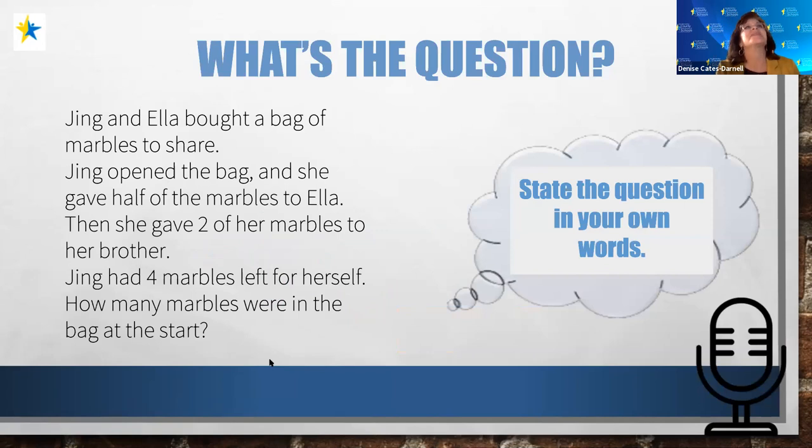Ready? Jing and Ella bought a bag of marbles to share. Jing opened the bag and she gave half of the marbles to Ella. Then she gave two of her marbles to her brother. Jing had four marbles left for herself. How many marbles were in the bag at the start?